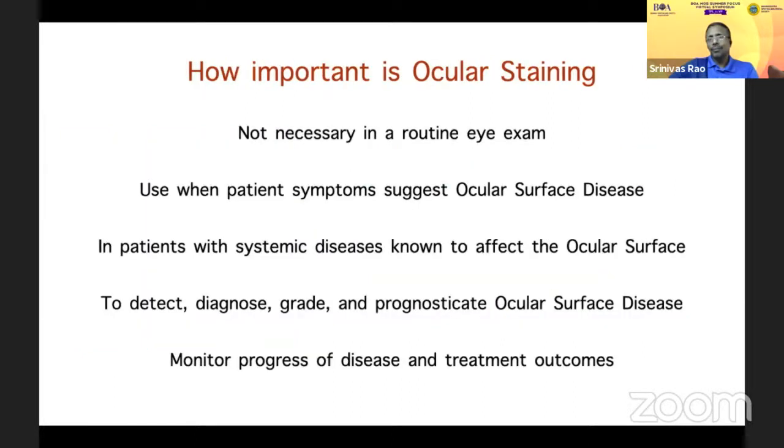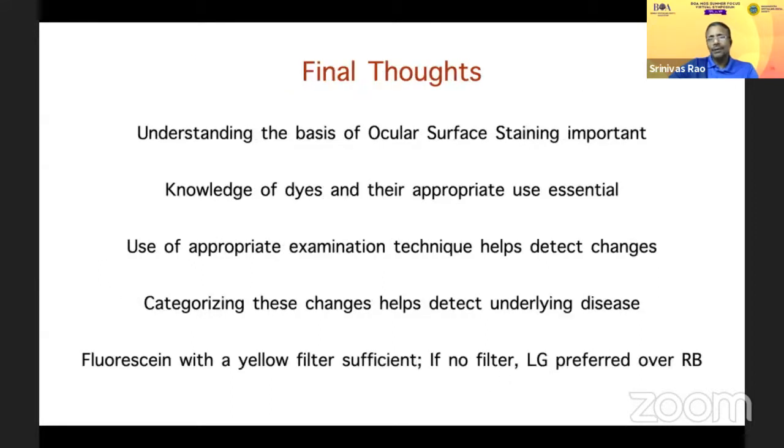So ocular staining is generally not necessary in a routine eye exam. You use it when patient symptoms suggest ocular surface disease, or in a patient with a known underlying condition like rheumatoid arthritis, where we know that there can be changes even if the patient does not complain because of neurotrophic changes. These changes, as I said, help you detect, diagnose, grade, and prognosticate the ocular surface disease and monitor your treatment outcomes.